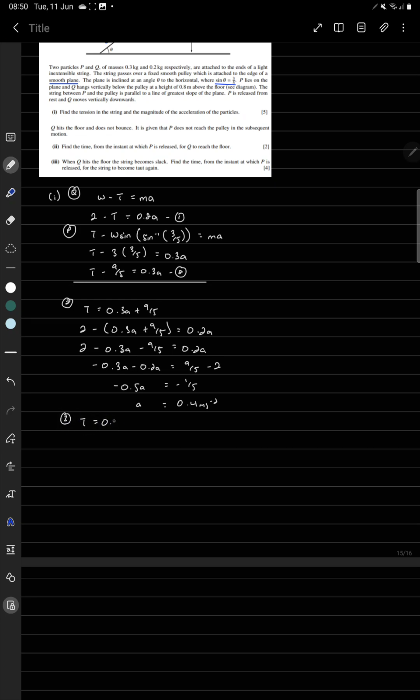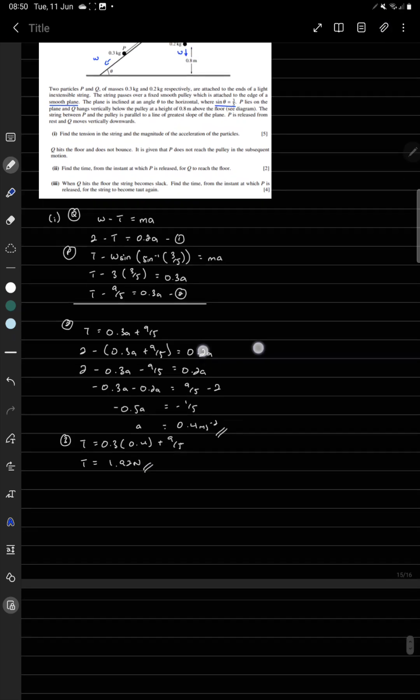Tension is going to be 0.3 times 0.4 plus 9 over 5. Tension is equal to 1.92 Newton. Okay, so those are your acceleration and tension. Now let's move on to the next question.